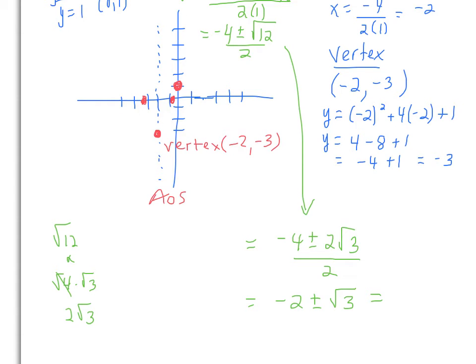Okay, so again, what we have here is -2 plus radical 3 and -2 minus radical 3. So this is just an approximation, so we could then draw our graph, draw our parabola, okay, symmetrical over the axis of symmetry, of course, and going through the vertex. Okay, let's go on to our next page.